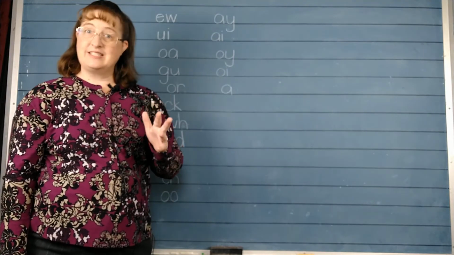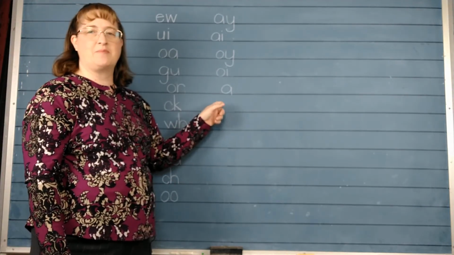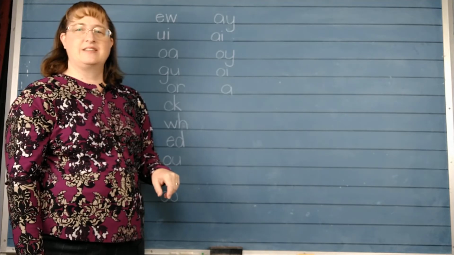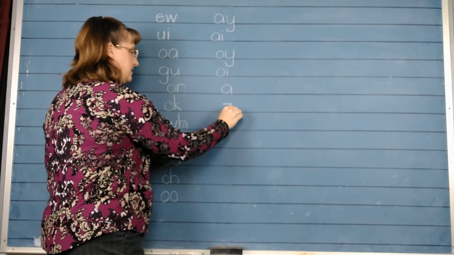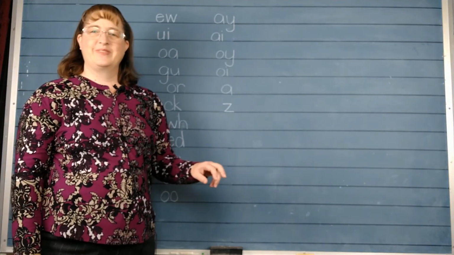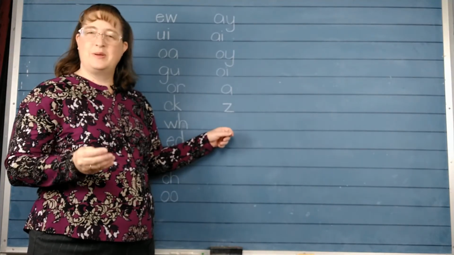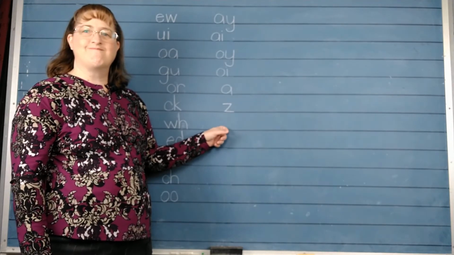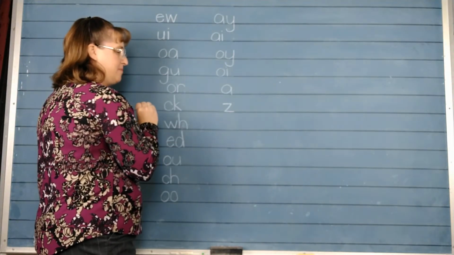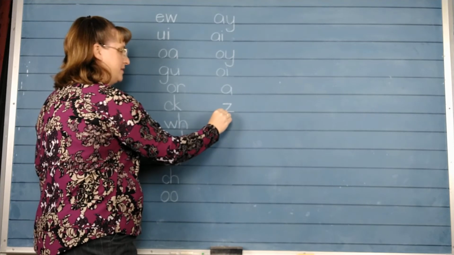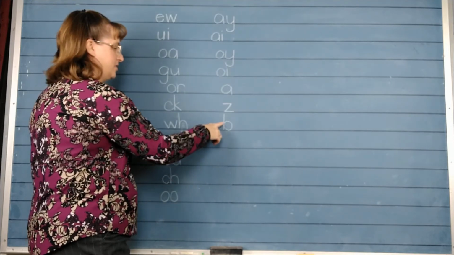Zzz. What says zzz? Write it on your paper. Look here to check your answer. Z. Good job. Okay, listen. B. What says B? Write it on that paper before I write it. B. Good job.